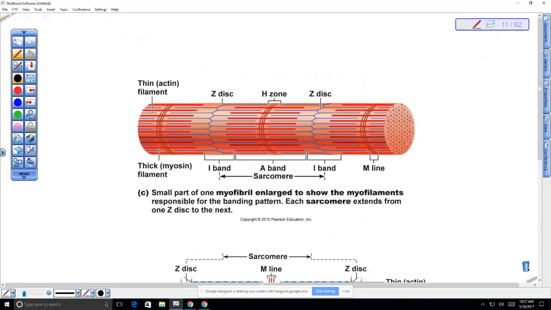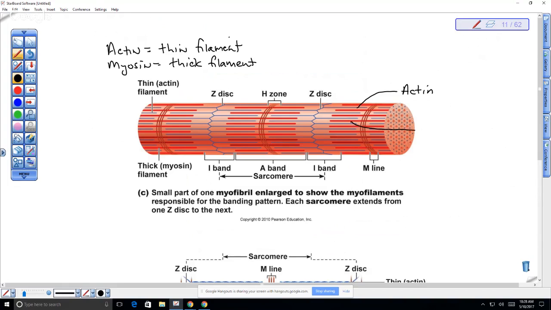So when we looked at the actin and myosin, the actin is the thin filament. Where you see the thin filament right here, that would be actin. In this diagram it's blue, but in yours it's just black. But notice how it's thin. The myosin is the thick filament. In the red here, the thicker filament would be myosin.